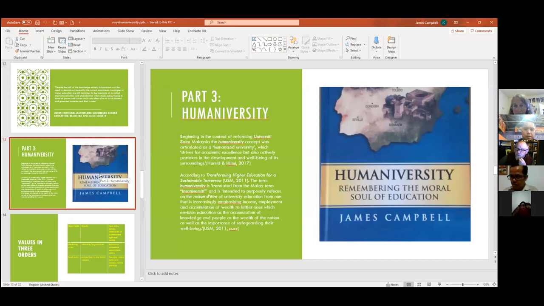I was introduced to this concept when I worked with Tan Sri Zulkifli Abdul Razak, who at the time was the Vice Chancellor of Universiti Sains Malaysia, USM. And he coined, or at least as far as I know, he coined the term "humaniversity." And it was a term that he was using in seeking to reform the direction of USM.